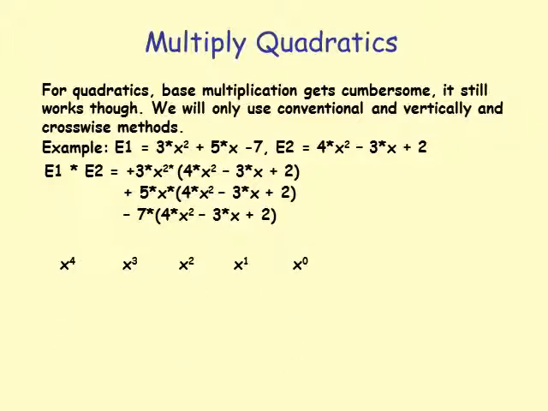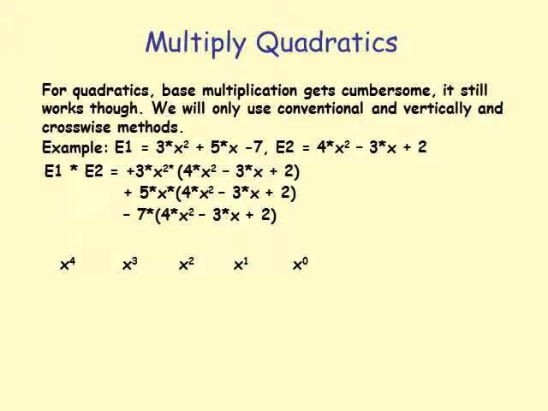Okay. First of all, we know that the largest flag value of the product is 2 plus 2, which is 4. And the smallest flag value is 0 here and 0 in this term. 0 plus 0 is 0. So the lowest flag value is 0. So we should have terms for the fourth power of x, third power of x, second power of x, first power of x, and constant terms.